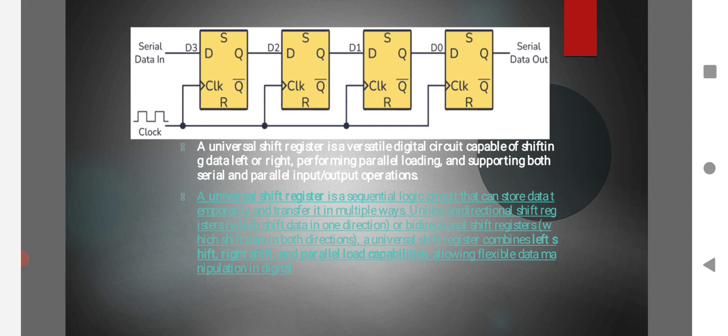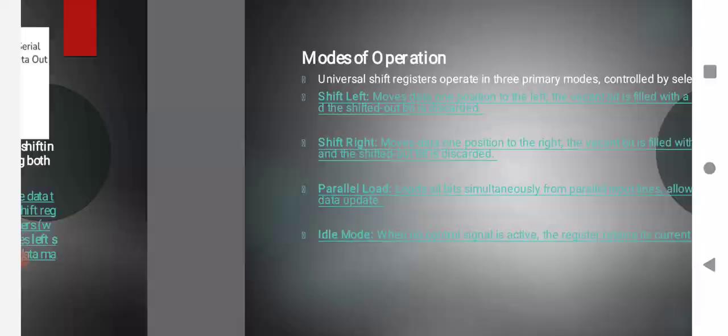Initially, Universal Shift Register is a versatile digital circuit capable of shifting the data left or right, performing parallel loading and supporting both serial and parallel input and output operations. Universal Shift Register is a sequential logic circuit that can store data temporarily and transfer it in multiple ways, unlike unidirectional shift registers or bidirectional shift registers.